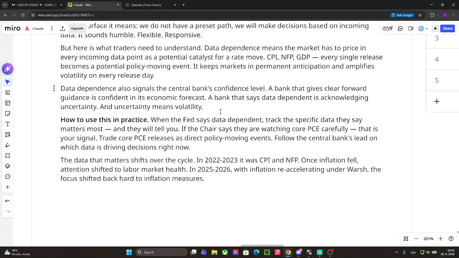Data dependence also signals the central bank's confidence level. A bank that gives clear forward guidance is confident in its economic forecasts. A bank that says data dependent is acknowledging uncertainty, and uncertainty means volatility.